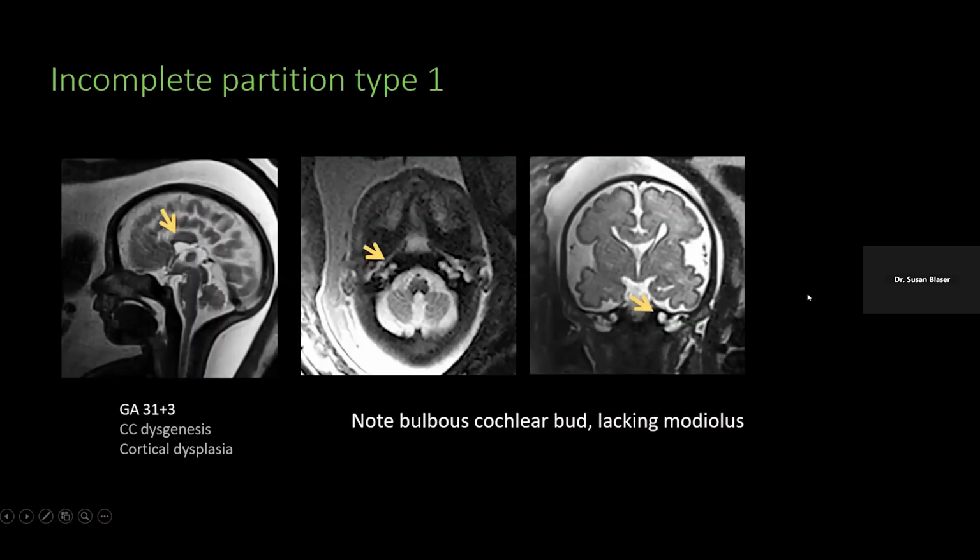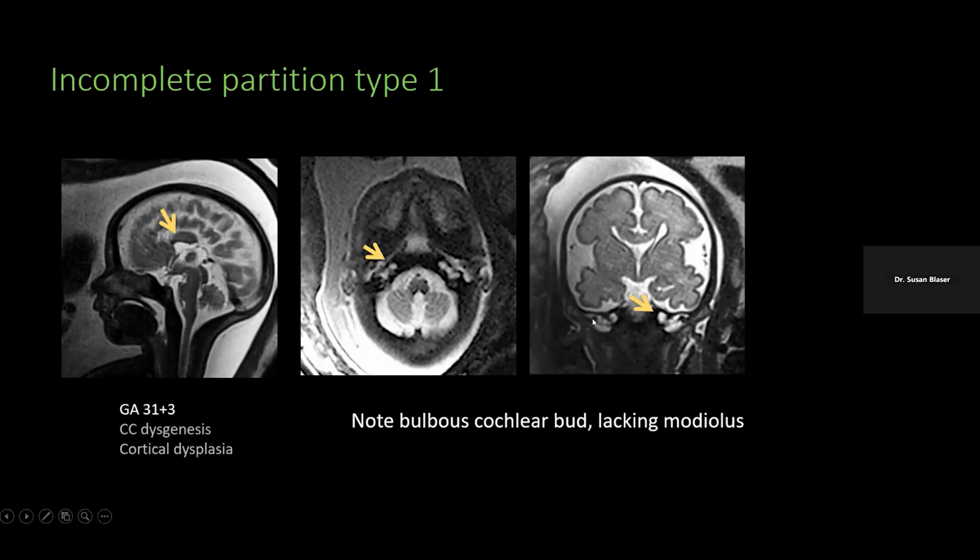Now, here's incomplete partition type 1, and this particular fetus was sent for callosal dysgenesis and cortical dysplasia. Taking a look here, you can see a very nice palate, and so your face is also normal. Taking a look at the inner ears, I'm not showing you very pretty views of the pinna. They were okay on other sequences, but you can see here you have a very bulbous cochlear bud, and it's lacking the modiolus here in the coronal views. Again, you have a little asymmetry in size, but you have no modiolus.